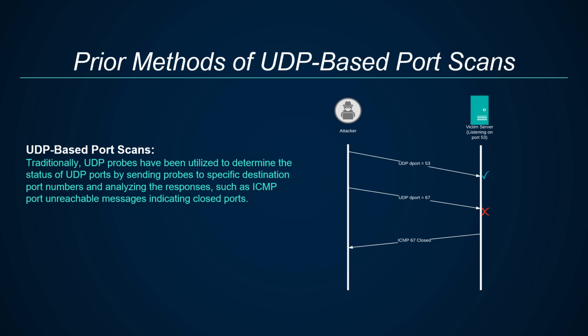One key aspect of UDP-based port scans is the explicit feedback mechanism provided by the presence or absence of ICMP responses. This feedback allows attackers to infer the status of UDP ports based on the responses received, facilitating reconnaissance and vulnerability assessment. Furthermore, UDP probes are often employed to identify public-facing ephemeral ports. By discovering these ports, attackers gain insights into the accessibility and potential vulnerability of UDP services running on the server.